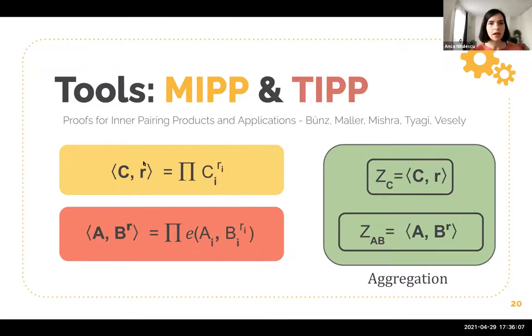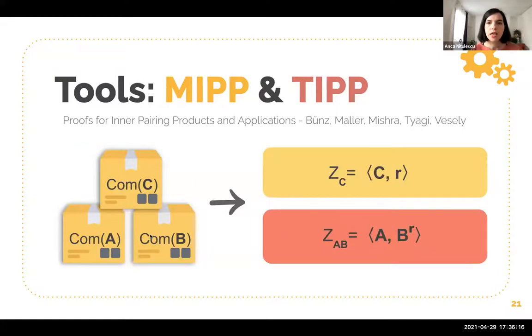We will plug the exact values we need here to prove C and R for the MIP and A and B to the R for the TIP, and it should be fine. This should solve all our problems. What's the blocking point? Why don't we do it directly?